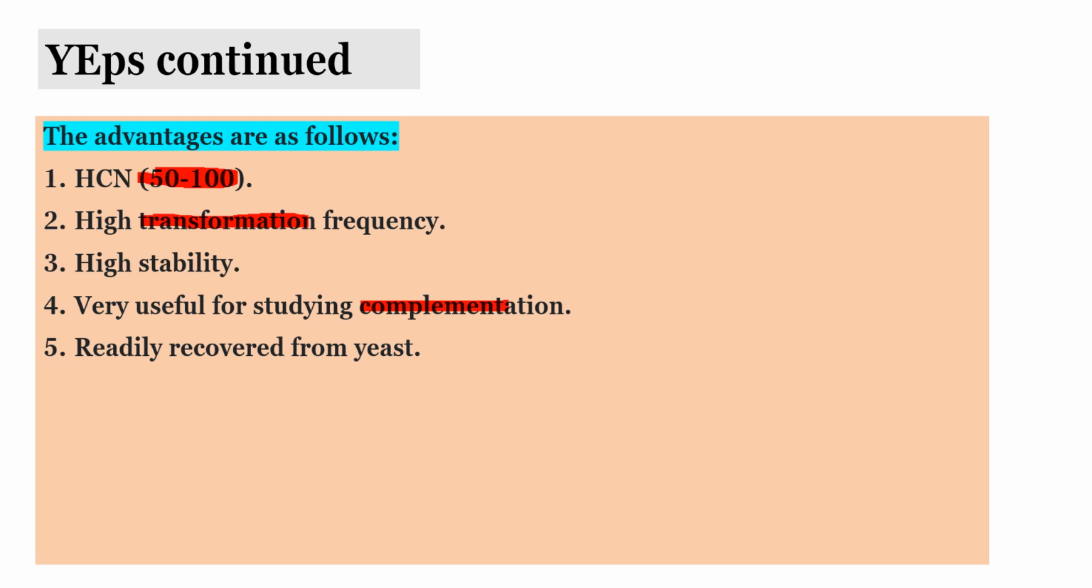Now, what is complementation? We saw in the previous slides that we are using an auxotrophic mutant yeast host. This auxotrophic mutant yeast host does not have a LEU2, while our vector has a LEU2 gene. So, our vector is complementing the auxotrophic mutant host. Another advantage of the YEP is that it can be readily recovered from the yeast. This means if we want to get the vector out of the yeast host, we can easily recover it.